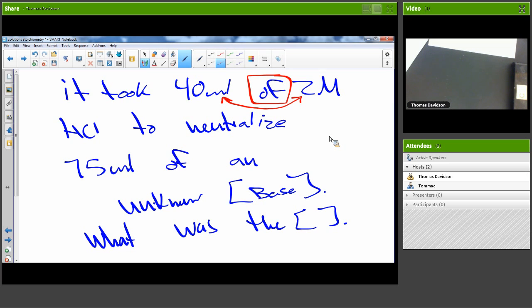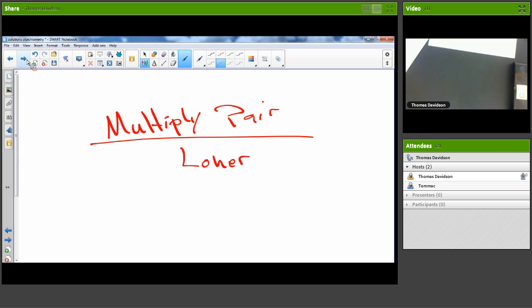All right. So to do math for titrations and dilutions, we simply have this following sentence. Multiply the pair and divide that answer by the loner.